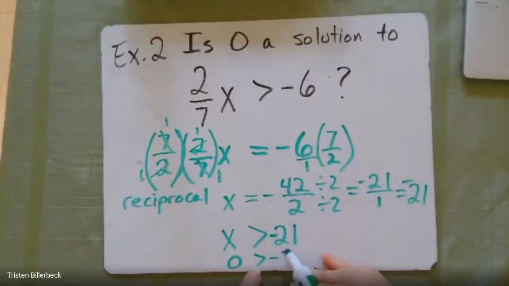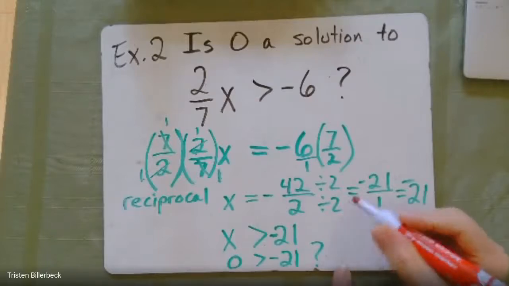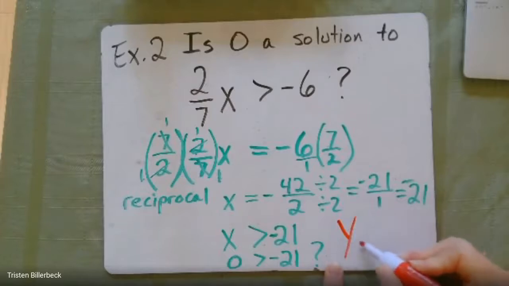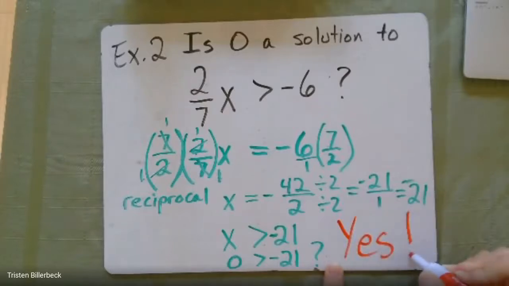So now we put it in, is 0 greater than negative 21? Can you see how those little negatives are going to mess you up? So, yes, 0 is a solution. 0 is greater than negative 21. So don't forget your negative signs, please. All right. Let's go to example 3.